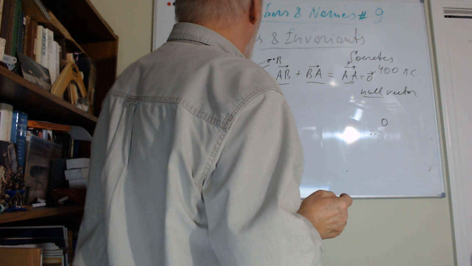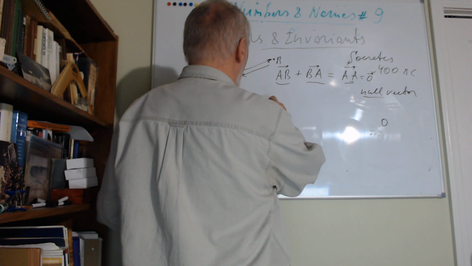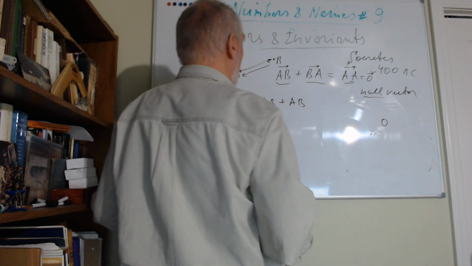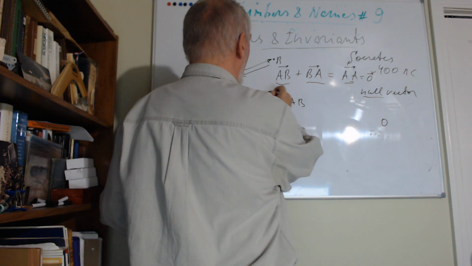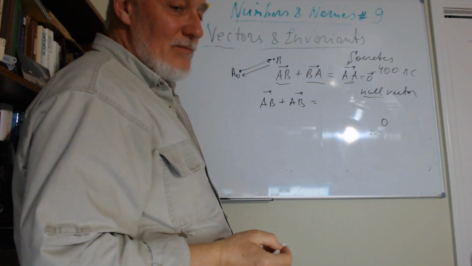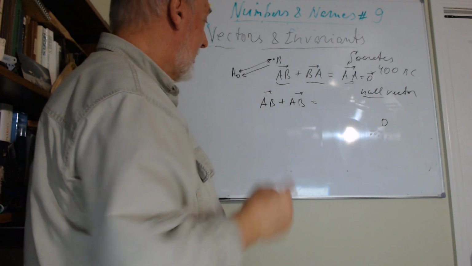The other thing for the vectors, you can try to do AB plus AB. What would it be? What do you think? I think it still means AA. No, no.